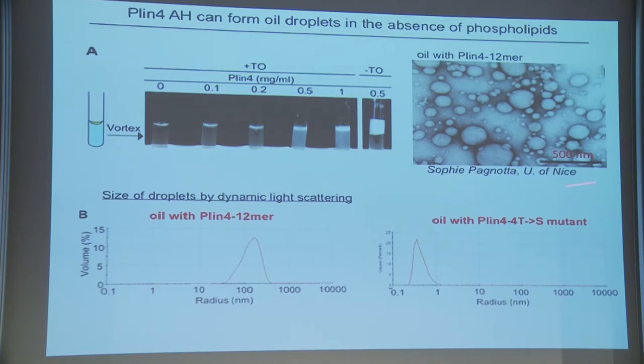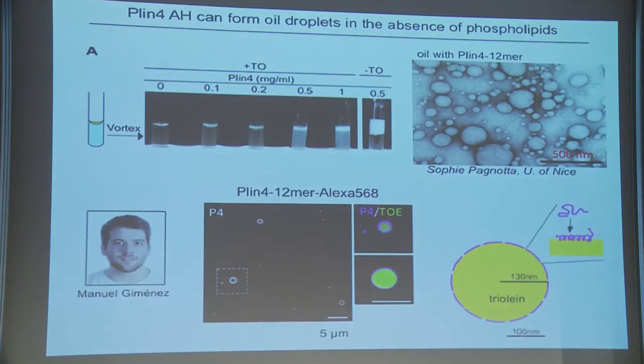And if we use in this experiment the mutant protein that didn't go to lipid droplets in the cells, now we don't see any formation of droplets by dynamic light scattering. And also we can label the protein fluorescently and look under a fluorescence microscope, and you can see in the bigger droplets that you have the fluorescent protein very nicely surrounding the neutral lipid core. And so it looks like this amphipathic helix can in fact replace the phospholipids, so it's acting like an emulsifier in place of phospholipids. So obviously this is a very artificial in vitro experiment, so we wanted to see if there's any evidence for that in the cell.